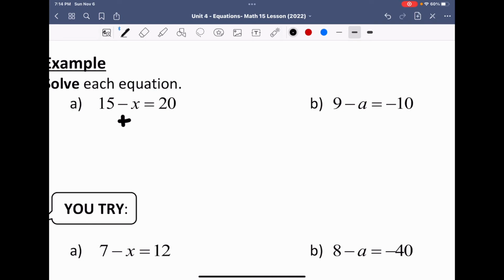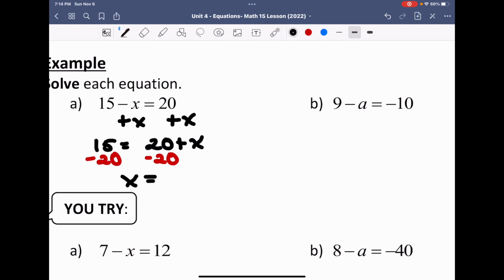So what if I go plus x, maintaining the equality here? This is 15 is equal to 20 plus x. And now I have this positive 20 that I'll subtract from both sides. 15 minus 20, x is equal to negative 5. And here's another example of this happening again. I isolated the x on the right-hand side, but then all of a sudden it appeared on the left.